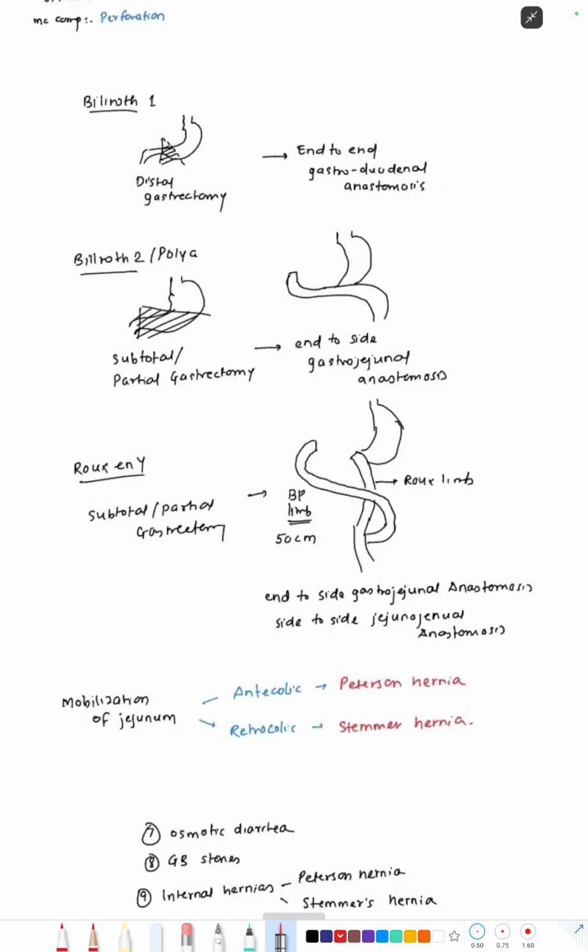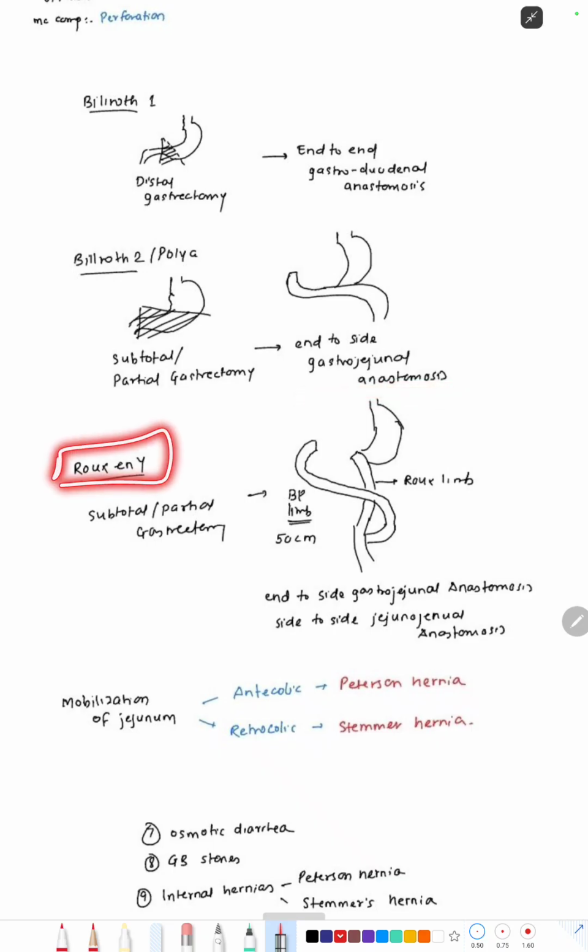Now, talking about these procedures, that is the Billroth procedure. So in the Billroth procedure, there is Billroth 1, that is called as gastroduodenostomy, wherein distal gastrectomy is done and end-to-end gastroduodenal anastomosis. Billroth 2 procedure, its modification is called as the Polya procedure, wherein subtotal gastrectomy or partial gastrectomy is done and end-to-side gastrojejunal anastomosis is done. So that is also called as gastrojejunostomy.